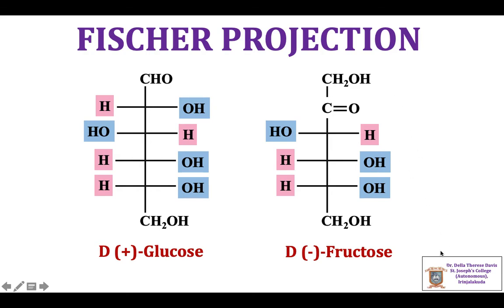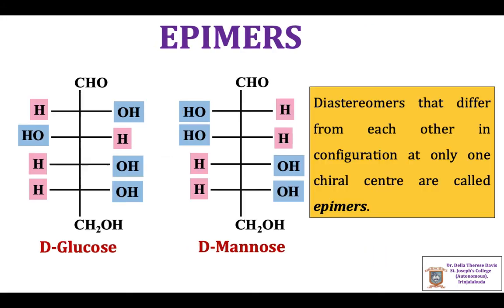The Fischer projection of fructose is shown here. Fructose is a ketohexose. The carbonyl group is represented at the top as it is a keto group. It is on carbon number 2. And the other 3 carbons of D-fructose have the same configuration as that of D-glucose. That is, if we consider from the bottom, the configuration of D-fructose is D, D, L, and then the keto group and then CH2OH.